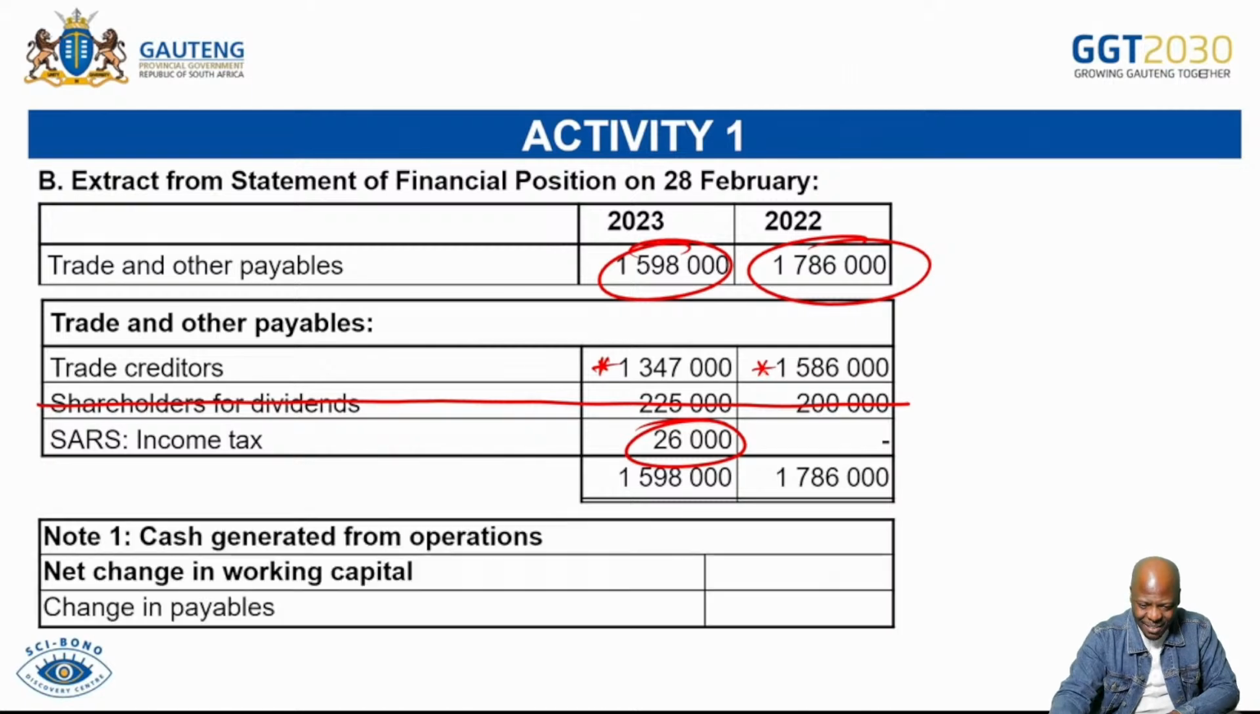So I can see my creditors have decreased. It was 1,586,000. Now it's 1,347,000. What does that mean? If the companies that I owe are decreasing, the amounts that I owe to companies are decreasing, it means I paid them. So paid, cash outflow. I already have my brackets put in. And let's simply say it is going to be my 1,347,000 minus my 1,586,000.